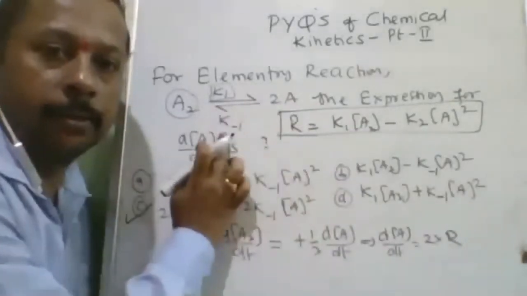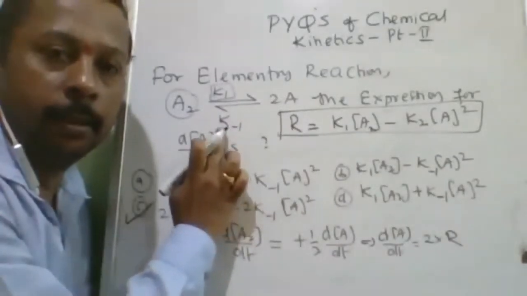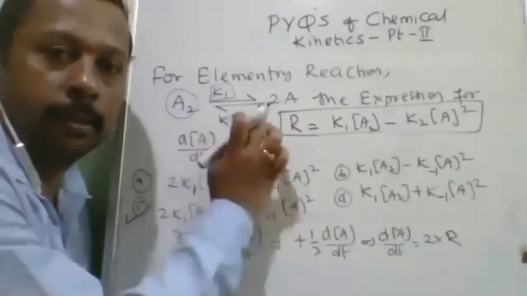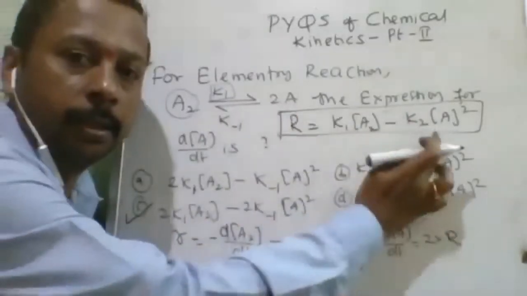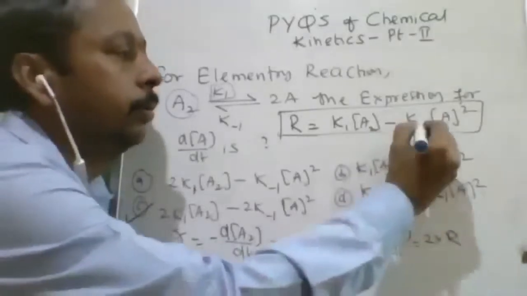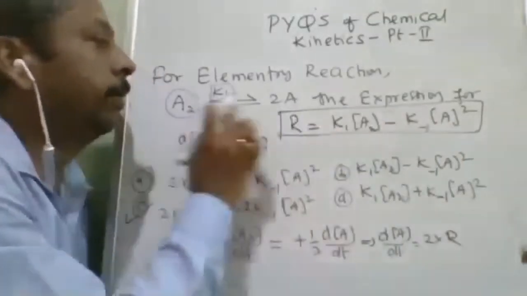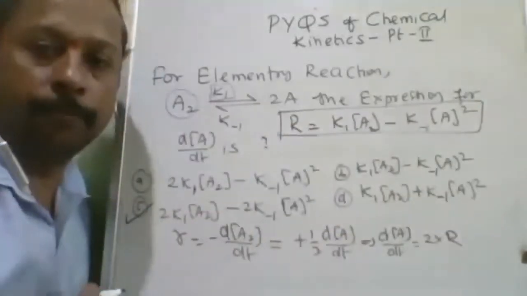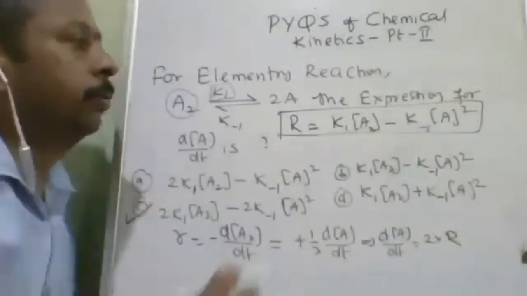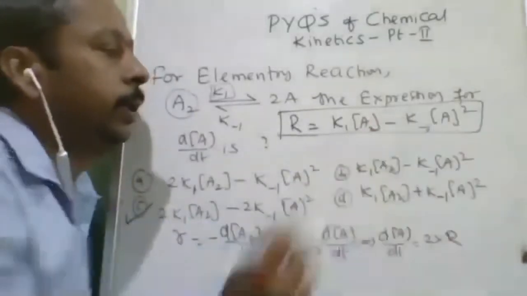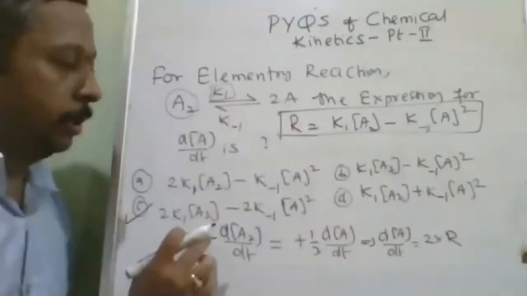For the backward reaction, this is K minus 1. K minus 1 will be the rate constant and 2A will be the reactant. So 2A is there, sorry, here not K2, it is K minus 1. So the rate is K minus 1 A to the power of 2. Is it understood?